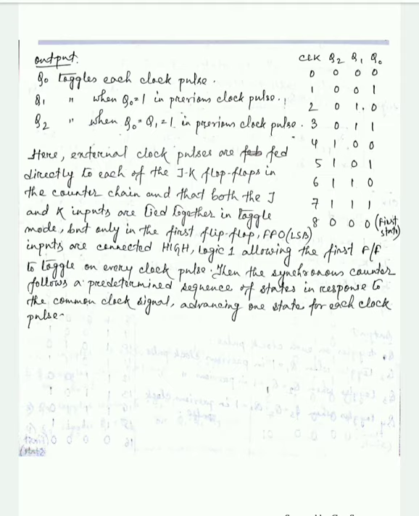Q0 toggles each clock pulse. At the first clock pulse, all are 0. For the second clock pulse, Q0 toggles from 0 to 1. Q1 changes when Q0 is 1, but here the previous Q0 is 0, so Q1 does not change. Q2 changes when both of these are 1, but they are not, so Q2 also remains the same. The previous value is 0, so it is 0.